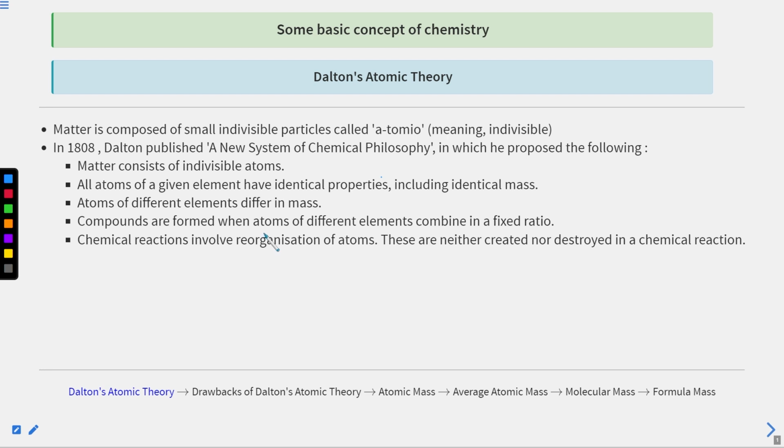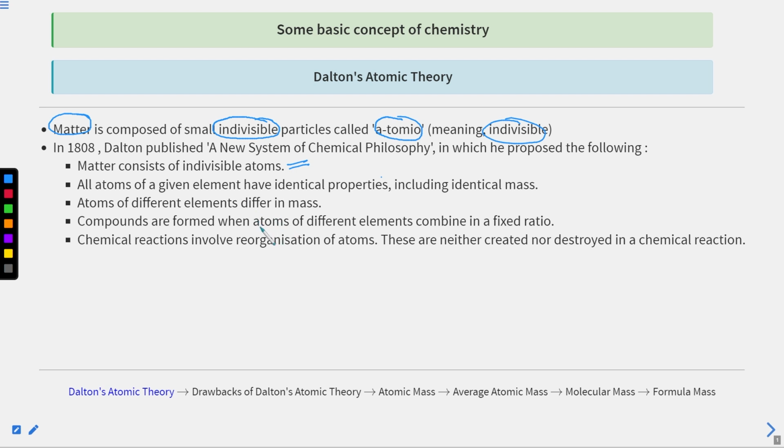The first thing is that matter is composed of indivisible particles. Indivisible particle means the particle which cannot be fragmented or broken into simpler particles. He called them atomos, which means indivisible, or which cannot be fragmented. And he stated some postulates. The first postulate was that matter is composed of indivisible particles. The second one was that all atoms of a given element have identical properties, including identical mass.